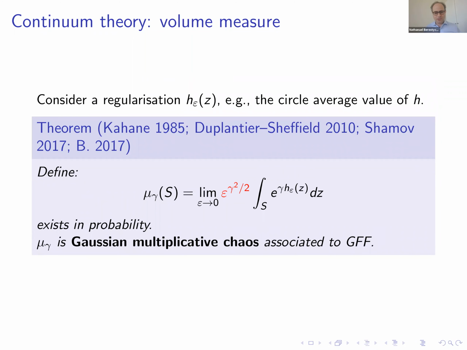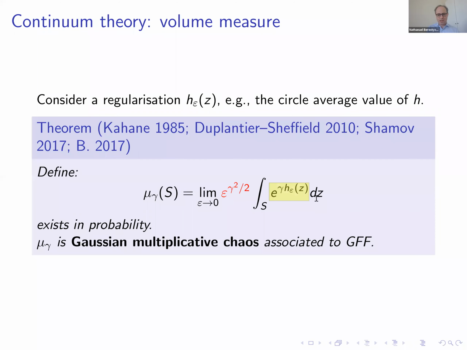So let me tell you about the volume measure, because the Brownian motion construction will be somewhat similar. So to define a measure, what we do is, well, we don't know how to take the exponential of the Gaussian free field because it's not pointwise defined. So what we do instead is we take some regularization of the Gaussian free field. It could be the circle average value of the Gaussian free field at distance epsilon from the point Z, but it could be something else. So some modification of the Gaussian free field. So that gives you something that is pointwise well defined. And then there's no problem in exponentiating that.